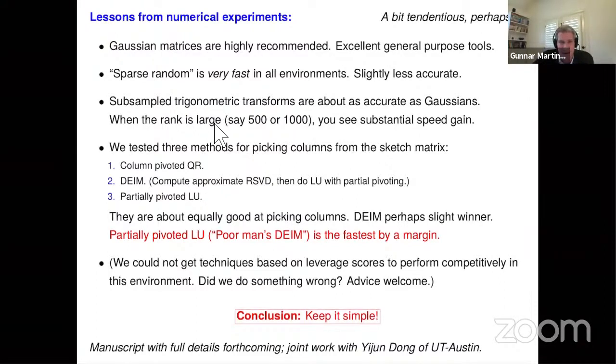And there's a manuscript. I'd really hoped that this would be up by now, so I could point you to the arXiv link and everything, but this manuscript is not quite done yet. But it's upcoming. Yijun Dong is really excellent. She did an undergrad where she was trained by James Nagy. So maybe that explains it.